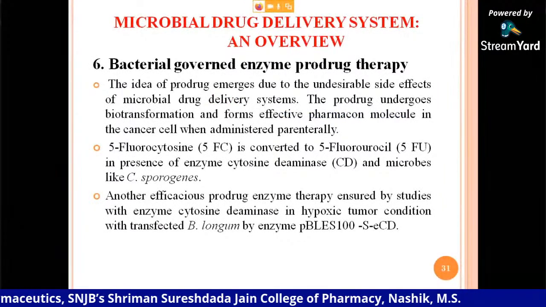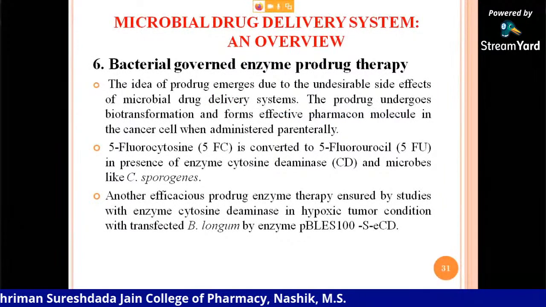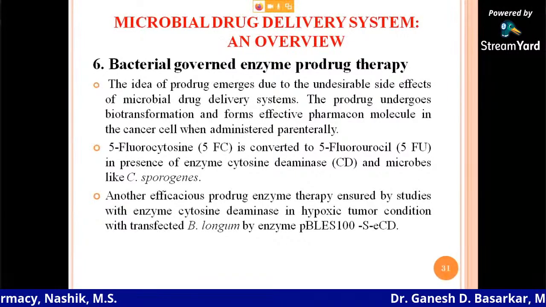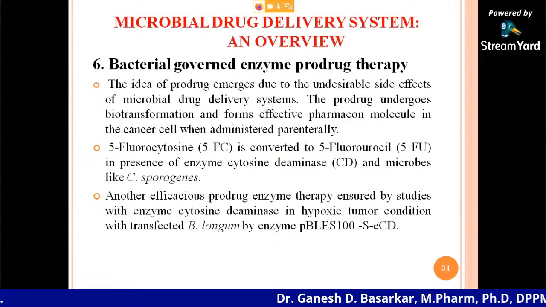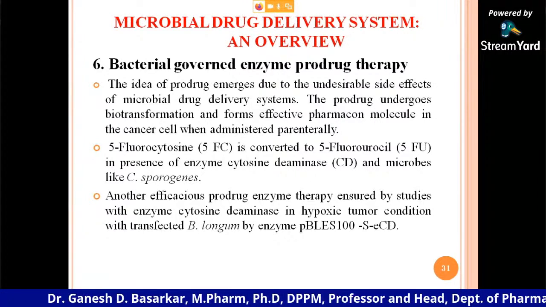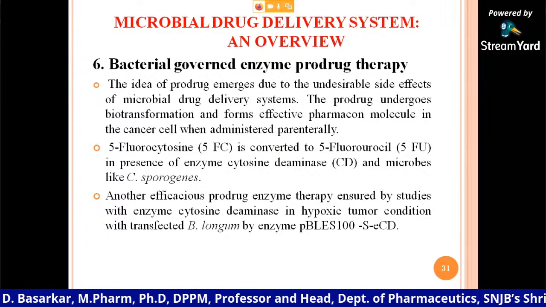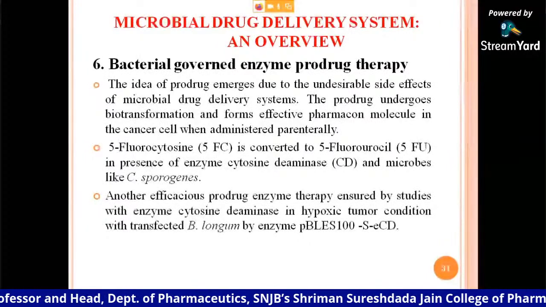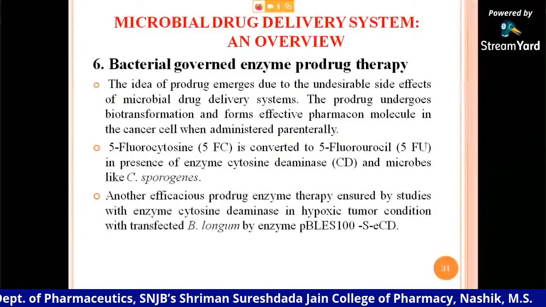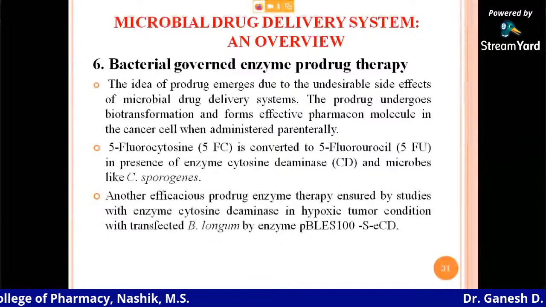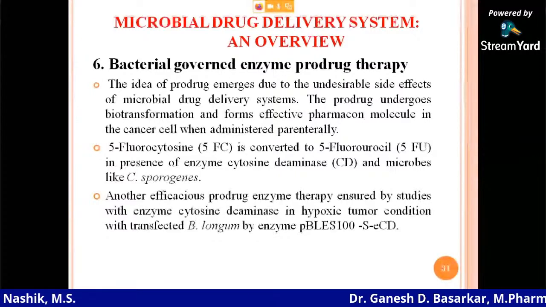Then prodrug delivery systems. Everywhere pharmaceutical scientists utilize conventional approaches, and similarly the prodrug approach can also be utilized. We know the idea of the prodrug emerges due to unsuitable side effects; by microbes it undergoes biotransformation. Similarly, the drug 5-fluorocytosine is converted into 5-fluorouracil by using enzymes as well as microbes like Clostridium sporogenes.